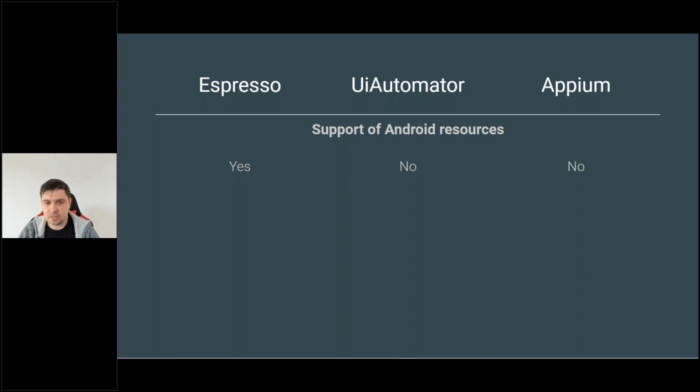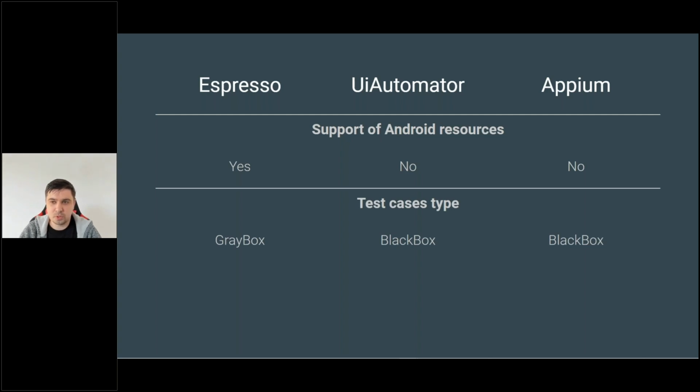And it also has access to drawables, layouts, etc. The most important thing here is translations for different languages. The next super important thing is type of test, because UI Automator and Appium are using a black box approach, when this framework doesn't know what we have inside, and we know only input and required output. And Espresso is more about gray box testing, when we have access to internals of the application, and in this case, it's resources from our app.